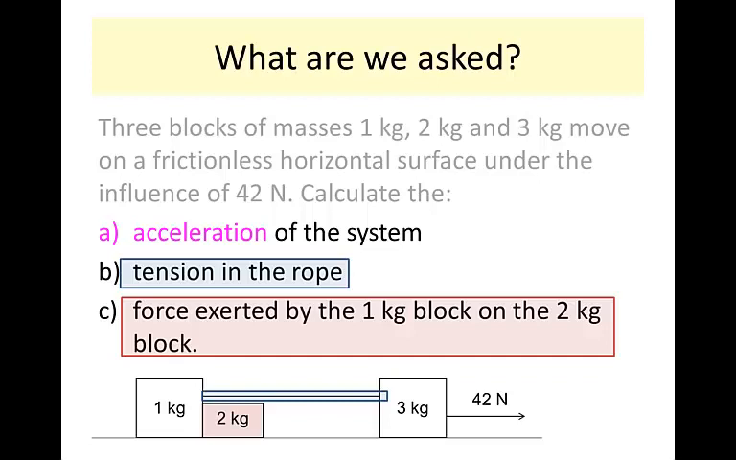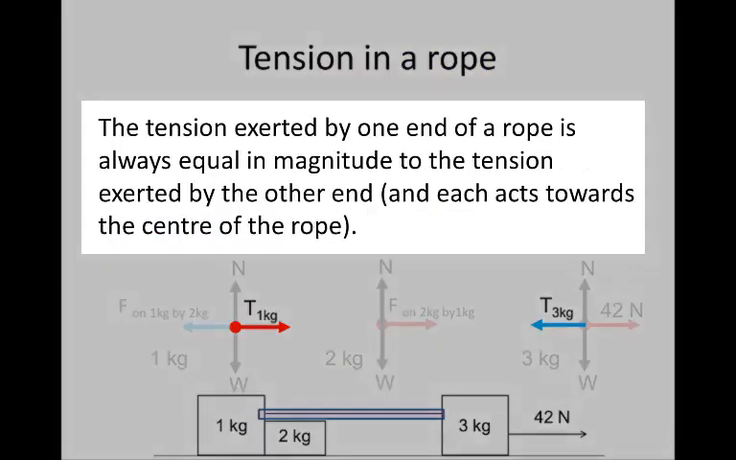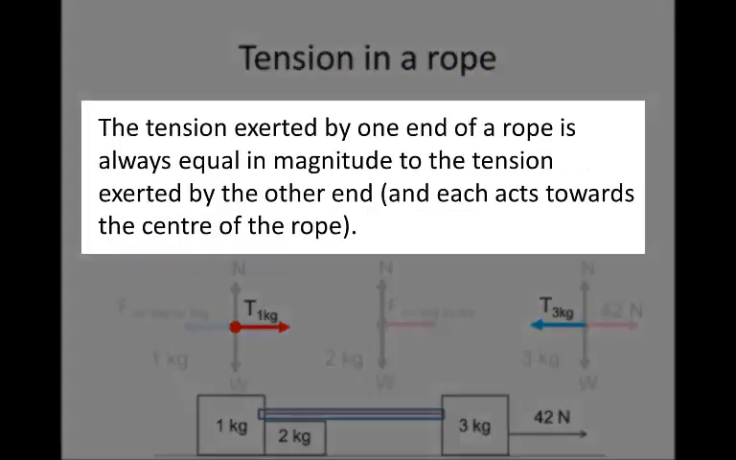In order to understand the situation, there are 2 important concepts we need to deal with first. Firstly, tension in a rope or a string. The tension exerted by one end of a rope is always equal in magnitude to the tension exerted by the other, and the tension acts towards the center of the rope.